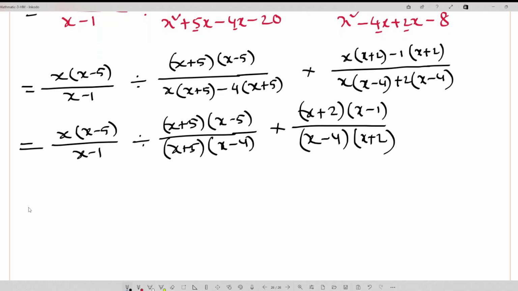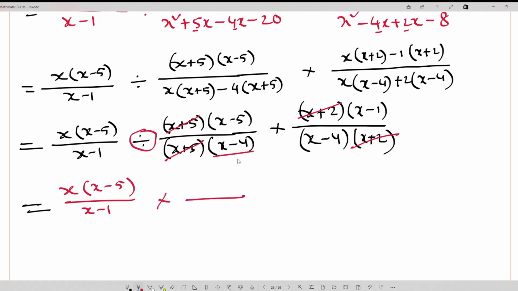Okay, so here we can cancel something, like x + 5 we can cancel, x + 2 we can cancel. So here is (x − 5)/(x − 1). This division sign we can write as product sign. So x − 4 becomes numerator and x − 5 becomes denominator, times here is (x − 1)/(x − 4).